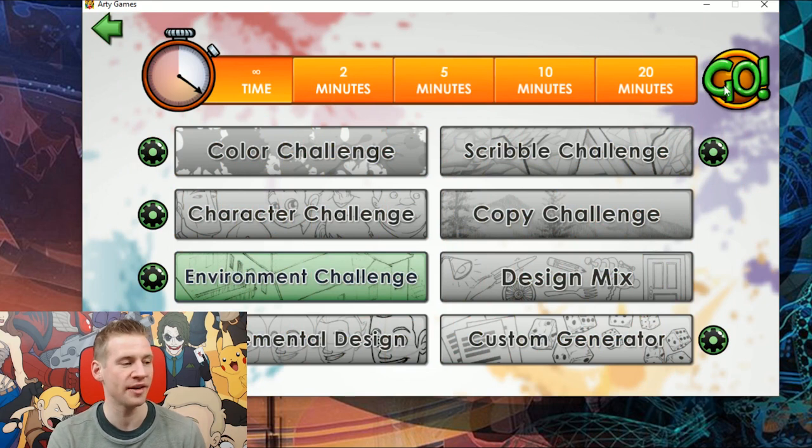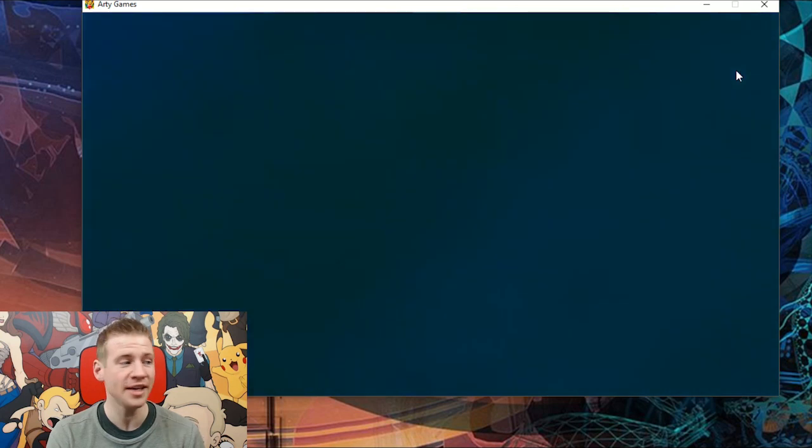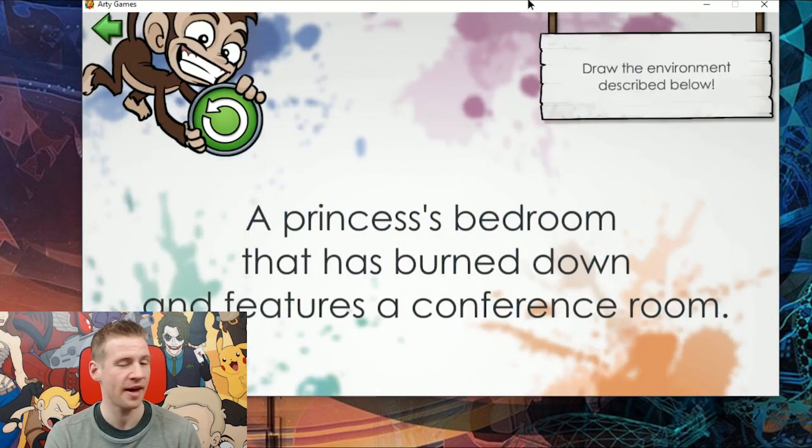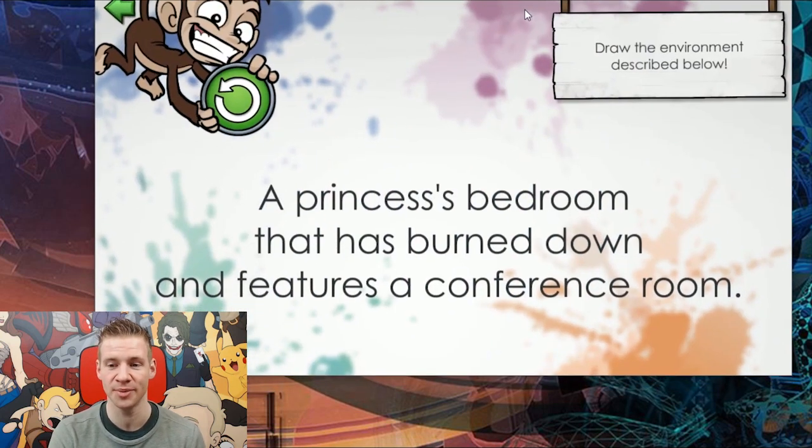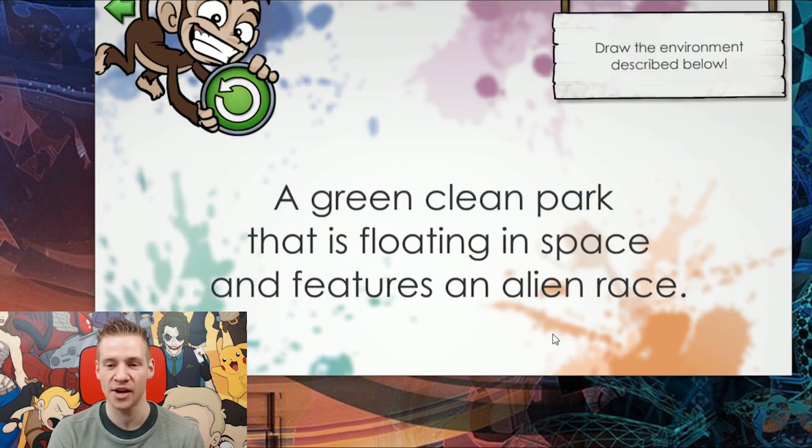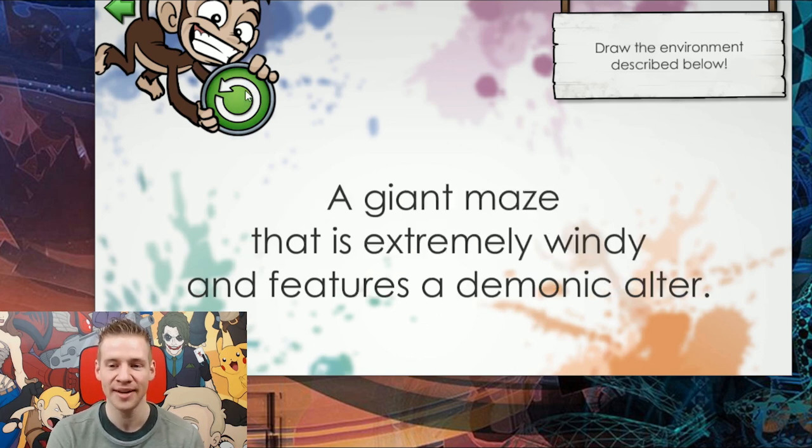Then we're going to go with the environment challenge. We're going to generate 3 environments and you're going to pick any one of each of these characters or environments and mix them. Our first environment is a princess's bedroom that has burned down and features a conference room. Okay. Our next environment is a green, clean park that is floating in space and features an alien race. And our third is a giant maze that is extremely windy and features a demonic altar. Very cool. So they're the 3 environments you have to pick from.